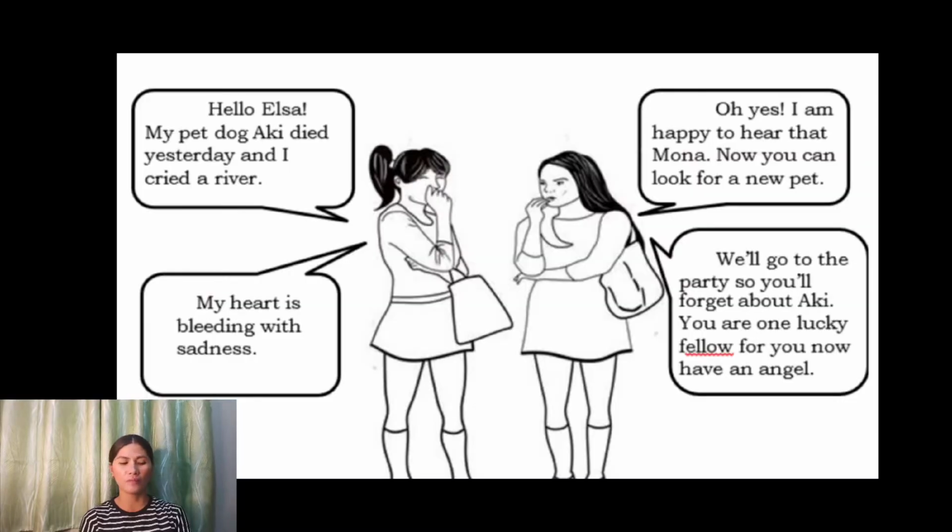In your module, you have a dialogue there between Elsa and Mona. Hello, Elsa. My pet dog Aki died yesterday and I cried a river. Oh yes, I am happy to hear that, Mona. Now we can look for a new pet. My heart is bleeding with sadness. We'll go to the party so you'll forget about Aki. You are one lucky fellow, for you now have an angel.